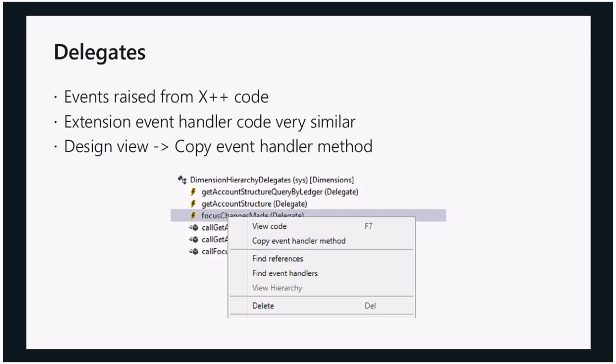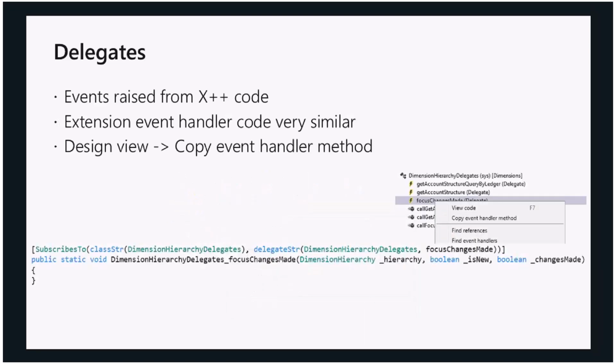Then you can copy the event handler boilerplate code just as you did with events in forms or tables. And again, the event handler can be copied into any class. The mechanism that ties this together is the attribute itself. Depending on the type of delegate, the parameters could be very specific to the scenario.